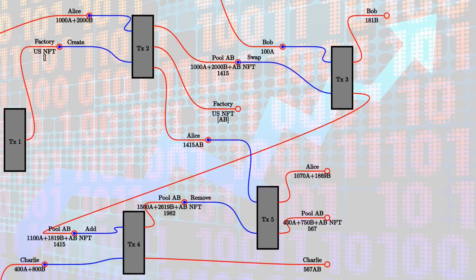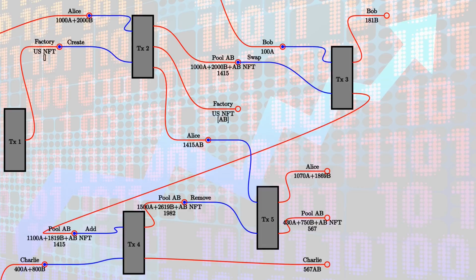She could also keep some. She doesn't have to burn all. But in this example, she wants to burn all her 1,415 liquidity tokens. So for that, she creates another transaction with 2 inputs and 2 outputs. The inputs are the liquidity tokens she wants to burn, and of course the pool, again with the remove redeemer. And the outputs are the tokens from the pool that she receives in return. So in this case, she would get 1070A and 1869B.